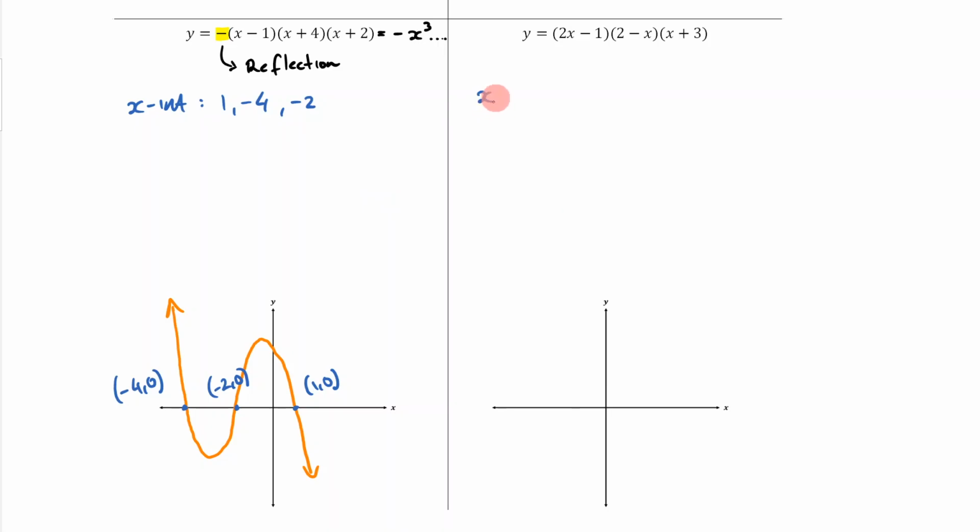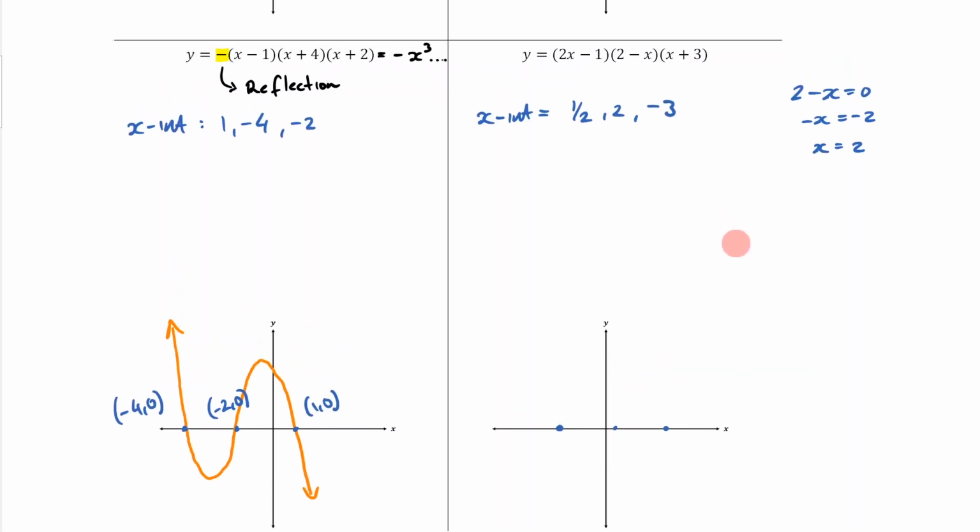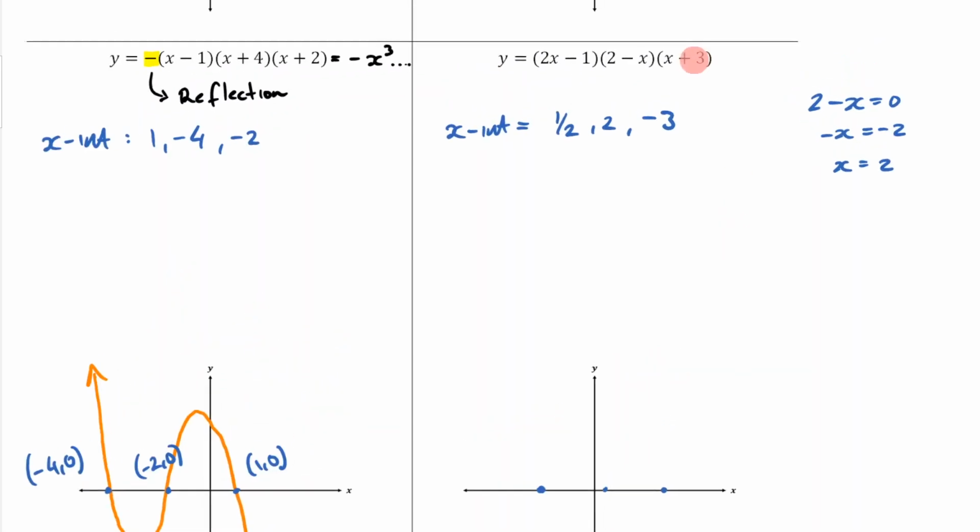So we're going to figure out what our x-intercepts are going to be. For this one right here, it will be a half. For this one here, let's not get stuck. It's going to be 2 minus x equals 0, which will be -x is equal to -2, which means x is going to be equal to 2. And then this one will be -3. Okay, now that I've done that, we could put those in. So I've got -3, I've got a half, and I've got 2.